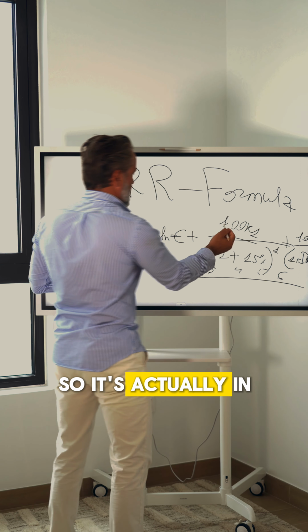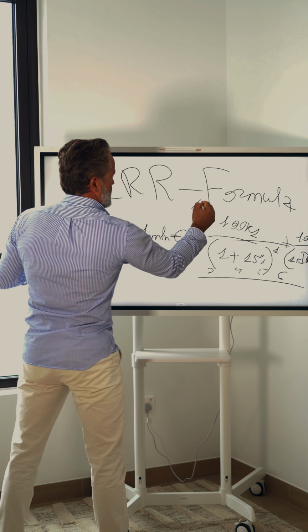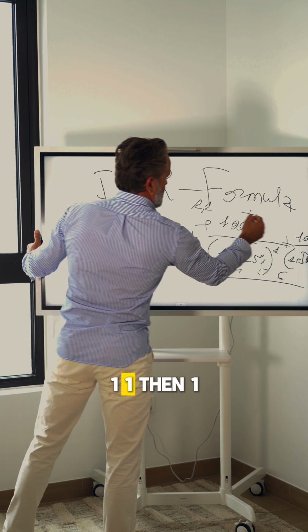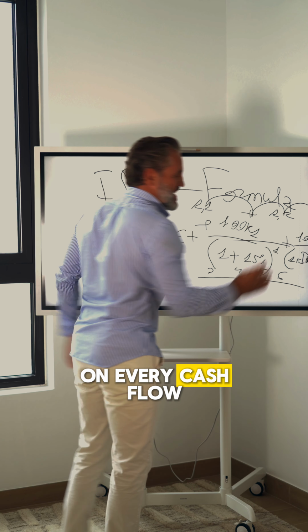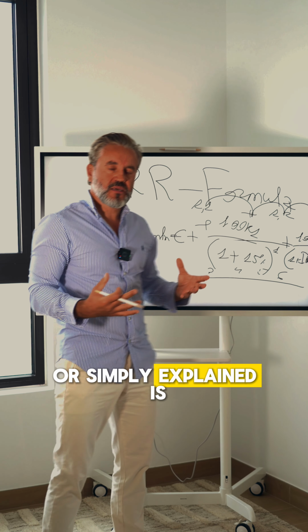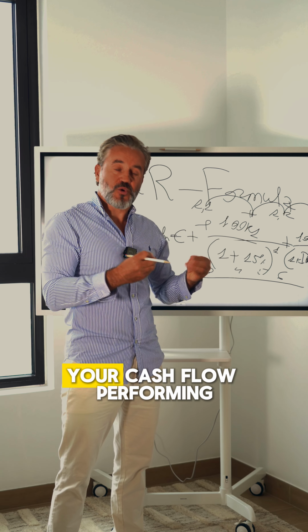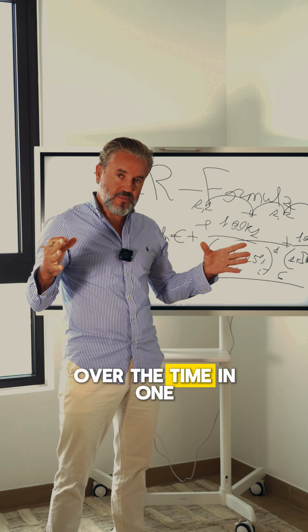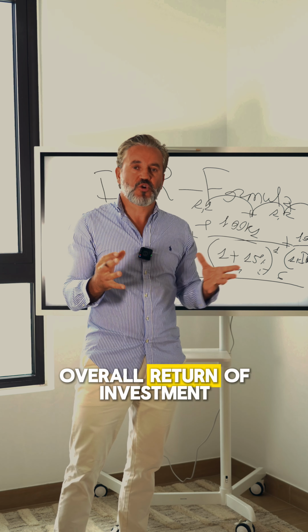So in this case, it's 1 million plus 100, then year 1, year 2, and compounding interest on every cash flow you get in the company. Or simply explained, it is how your money, your cash flow, is performing over time in 1, 2, 3, 4 years, not just overall return on investment.